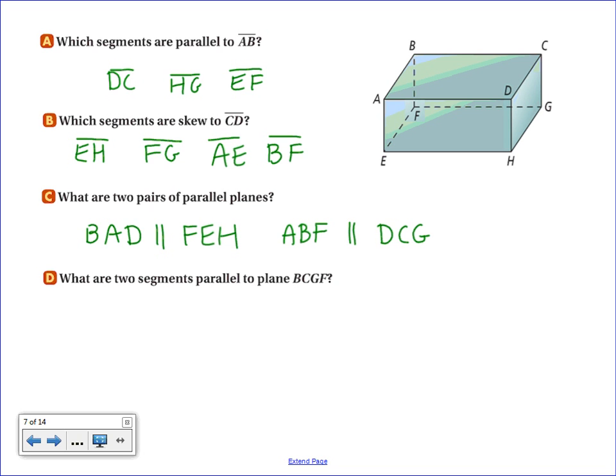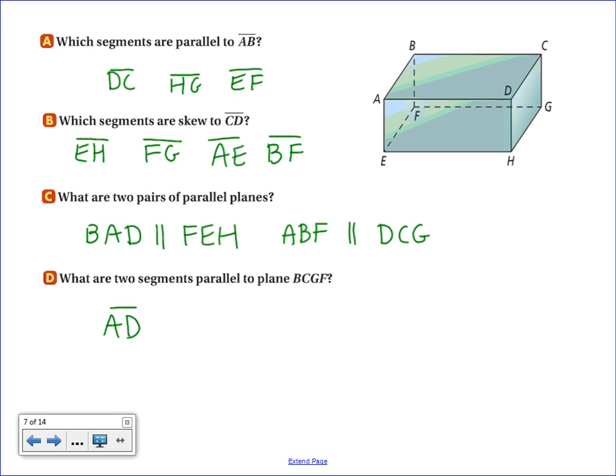And part D, what are two segments that are parallel to plane BCFG? They're using 4 letters for this plane, which is fine. BCFG, depending on how you're looking at this box, is sort of the back of the box. We want two segments that are parallel to that. Make sure that if you're giving a parallel segment, it's not one that's actually on that plane. So we're going to give two segments from the front of this box, like how about segment AD? That's parallel to the back of the box, because it runs the same direction.